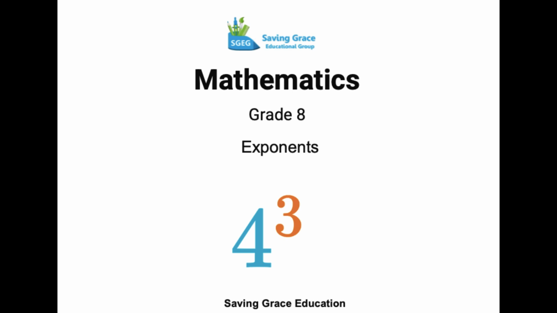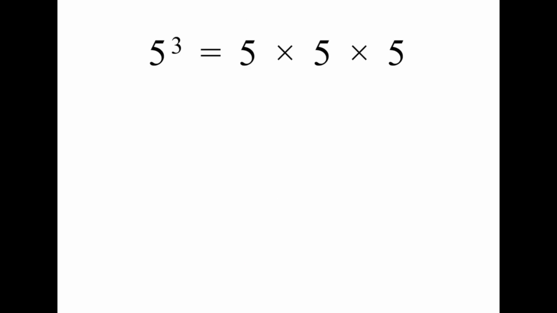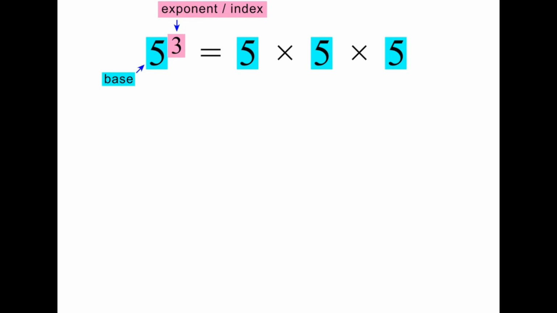By now you should know what 5 cubed means. It means multiply 5 by itself 3 times. We call 5 the base, and 3 the exponent or index. The base tells us what to multiply, and the exponent tells us how many times to multiply.